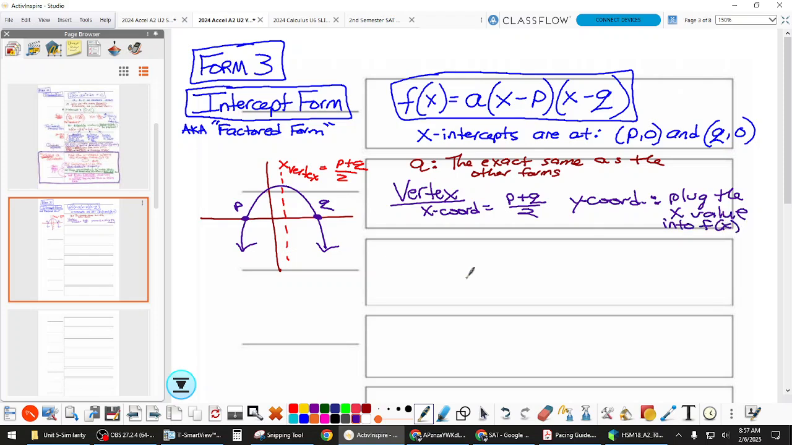How about the y-intercept? Is it any different? How do we always solve for the y-intercept? So x equals 0. It is a little bit more work in this form though.